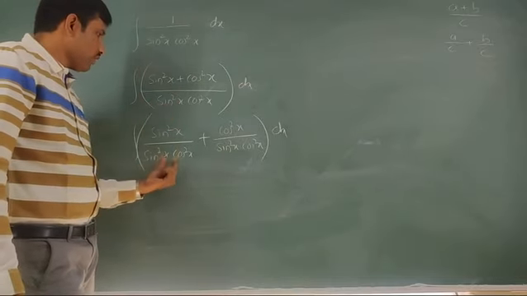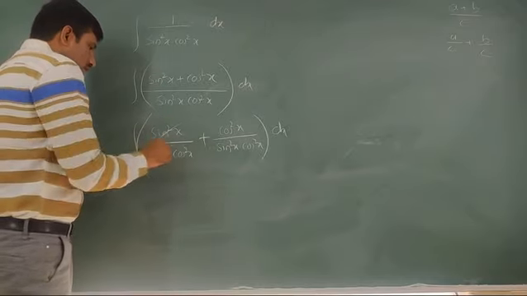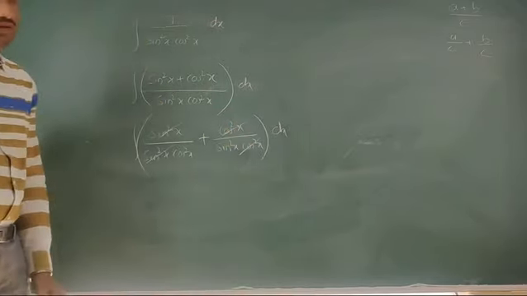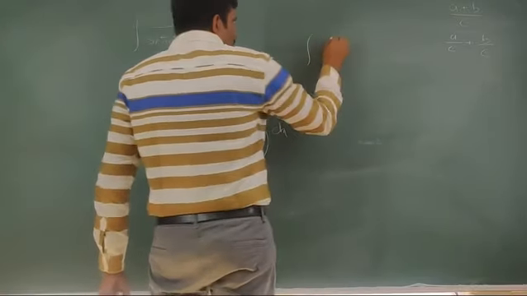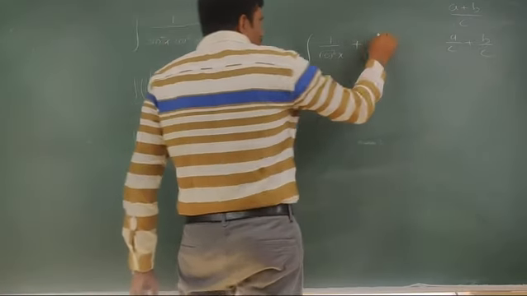Sin square divided by sin square into cos square, plus cos square divided by sin square into cos square. Now here sin square x will get cancelled and here cos square x will get cancelled. Right? So what is left in the first term? It is 1 by cos square x. Right? Plus, now here it is 1 divided by sin square x.